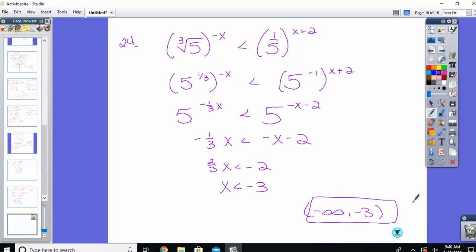When you change the 5 to the 5 to the 1/3 and the other one 5 to the negative 1, they're not the same, so you have to distribute it and then it's the same? Well, they are the same base, but I had to simplify first. Power to a power, you multiply those exponents, so that we just had a plain 5 to a power on each side.